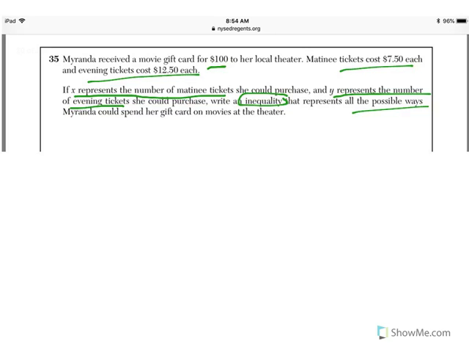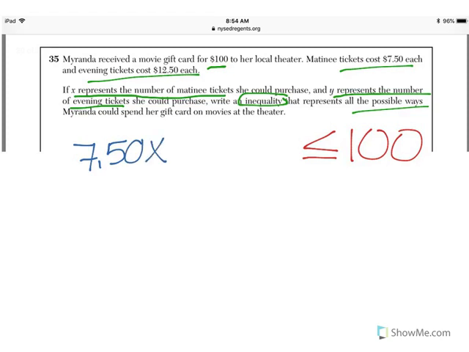They told us it's an inequality, and since she has $100, we can't go past it. So it's got to be less than or equal to 100. Since matinee tickets cost $7.50 each, and X is the number of matinee tickets, then those two things have to go together. So $7.50 times X. We are going to add in the evening tickets, and since evening tickets cost $12.50, and evening tickets represents Y, those two things have to go together. And all we have to do is represent this, and so that's all you have to do for the first part.